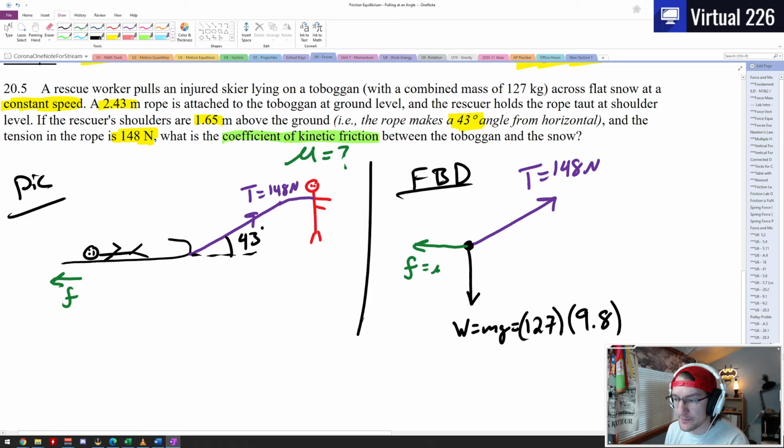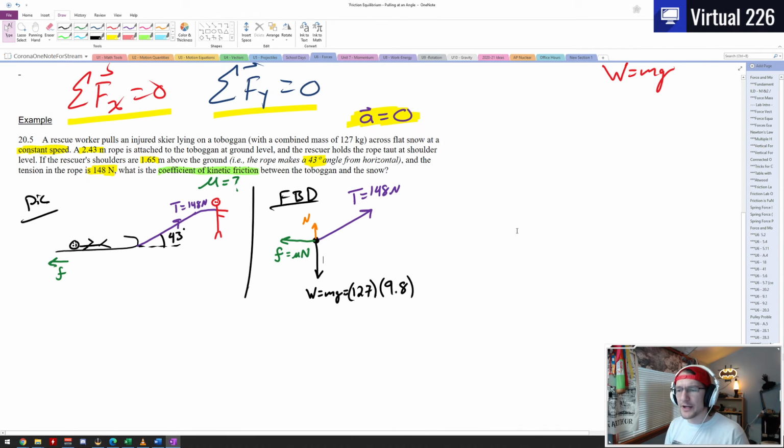We know friction's fun, so let's just put in a mu n. And we also know there's going to be a normal force. And this normal force is not going to be as much as the weight, because we're actually lifting the sled a little bit off the ground. So this normal force will exist. Okay? So that's our nice free body diagram listing everything.